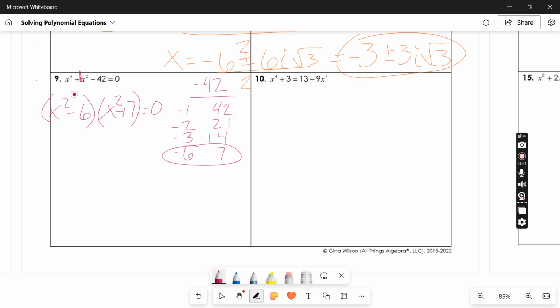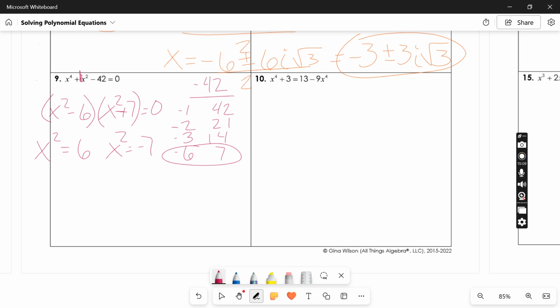Okay, because this one looks like a quadratic, it just has x to the 4th instead of x squared. Instead of writing it as x minus 6 and x plus 7, we write it as x squared minus 6 and x squared plus 7. So then I can set these. This would be x squared is equal to 6, and x squared is equal to -7.